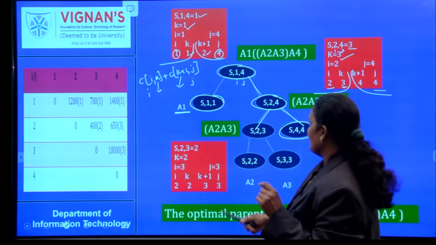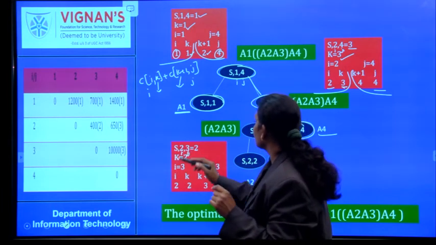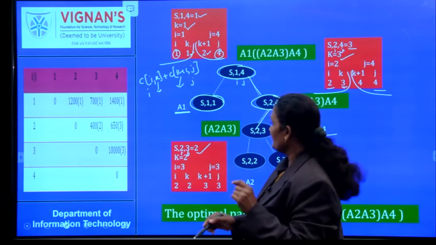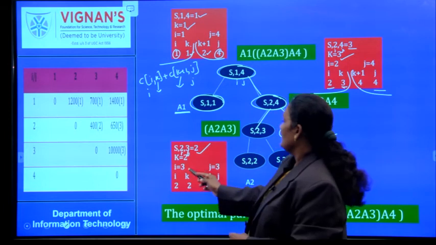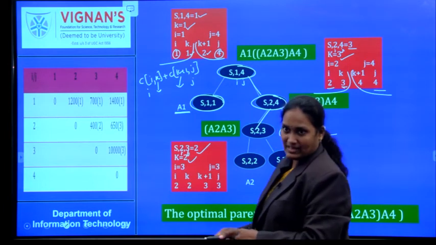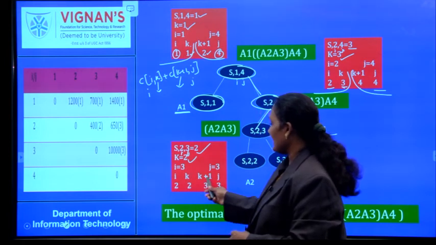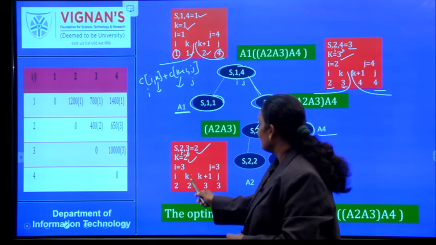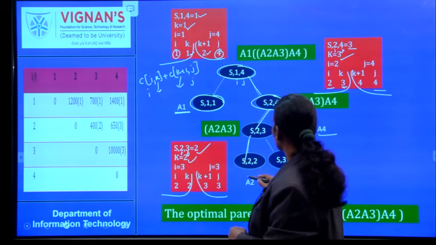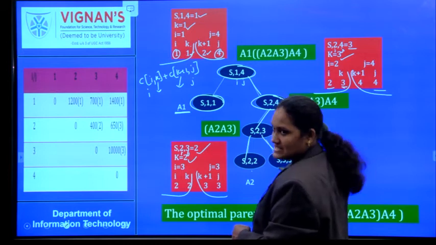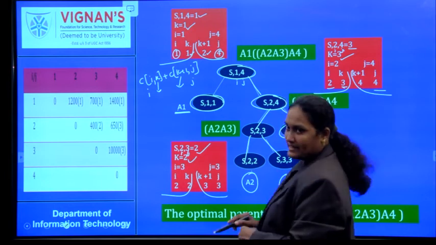Coming to S23, here S23 means i is 2, j is 3, and whose value is 2. If you observe, S23 whose value is 2, now this 2 itself becomes the k value. Here i is 3, j is 3. In between i and j we have k and k plus 1, 2 and 3. This becomes the left subtree and this becomes the right subtree. Here S22 is the left subtree and S33 is the right subtree. Here S22 means the matrix A2, S33 means matrix A3.